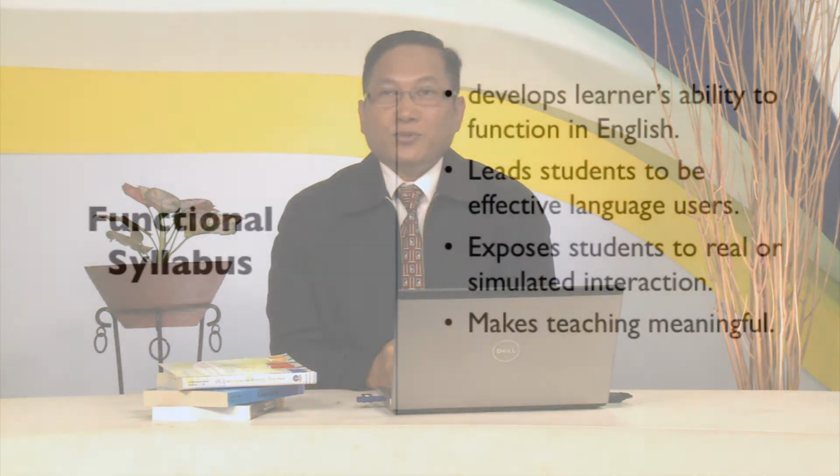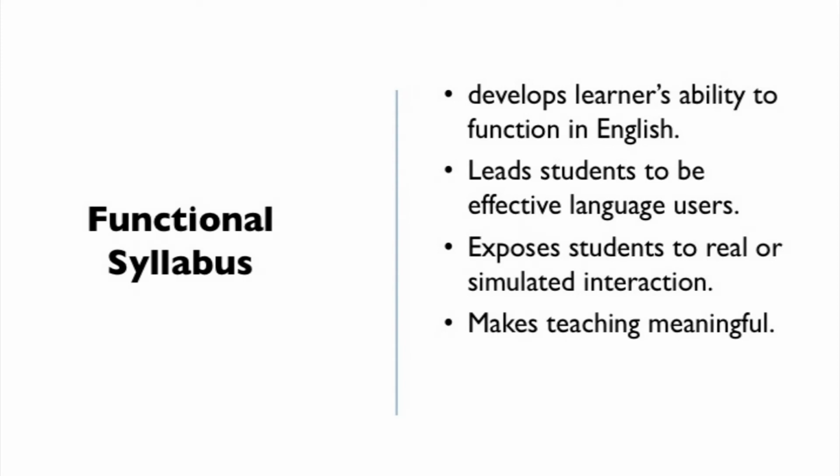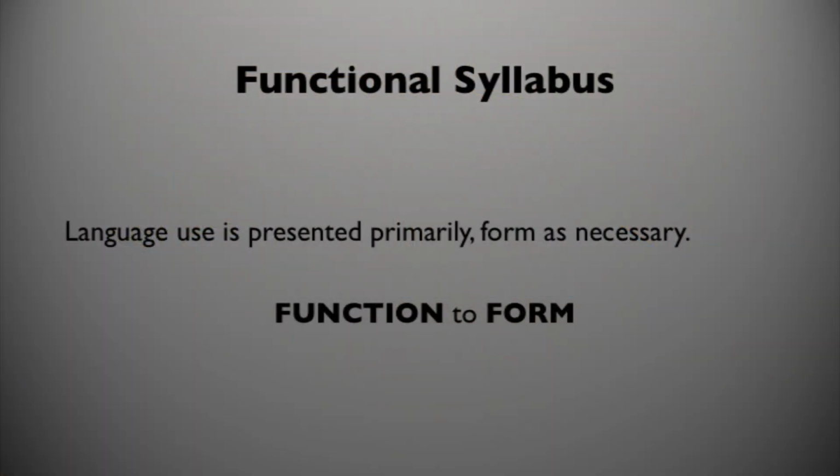In functional syllabus, students' abilities are developed to be able to function in English, and this syllabus will lead students to be effective language users. It exposes the students to real or simulated interaction in the classroom, making the teaching-learning process more meaningful. Language use is presented primarily and form is presented when necessary. So the flow chart in functional syllabus is from function to form.